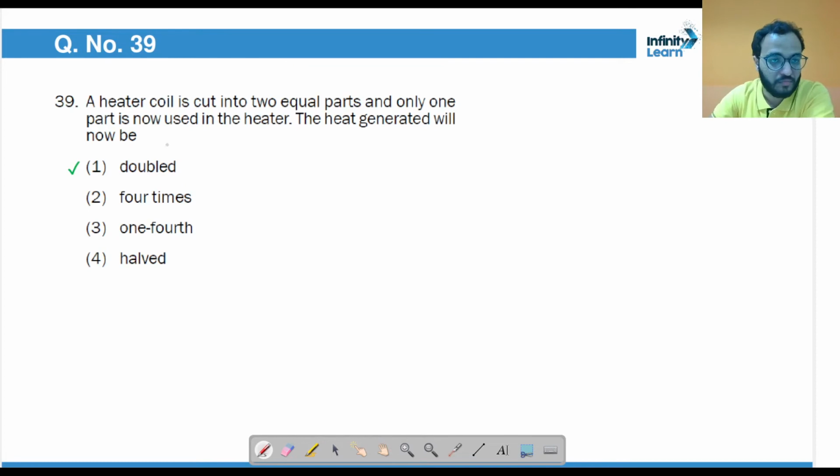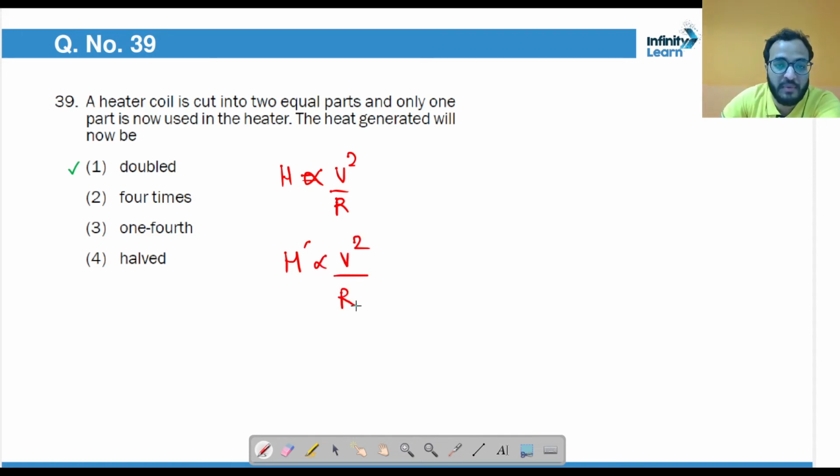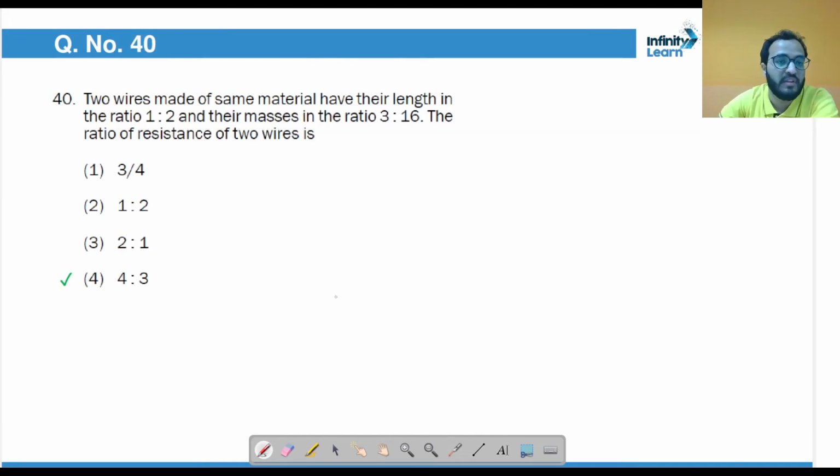Understood? Now, heat generated is V square by R, directly proportional to. So if you cut the coil, obviously it will become R by 2. So heat will be doubled. Got it?